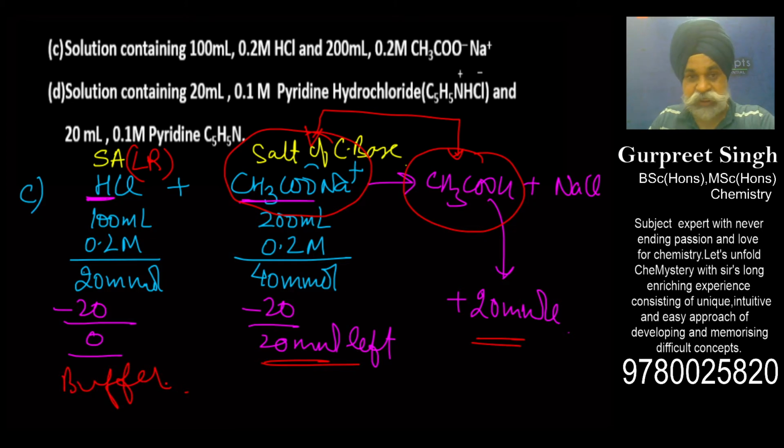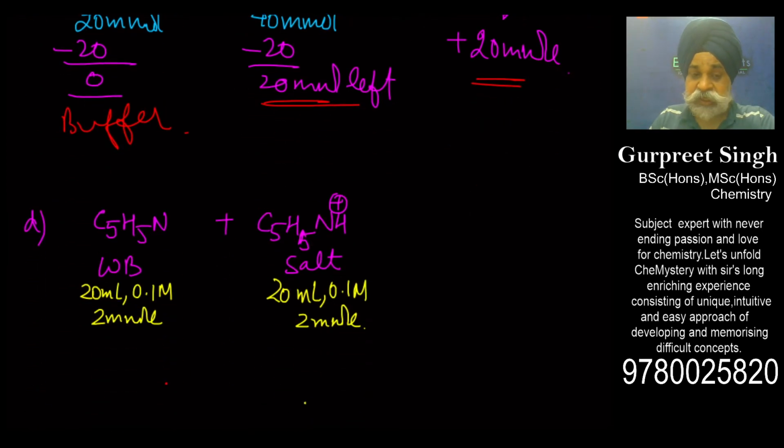And the last option also is very interesting. That is a bit simple, but here the students have got a little confused, because pyridine is this, C5H5N, and this is pyridine. Pyridine is a nitrogen containing base or nitrogenous base.